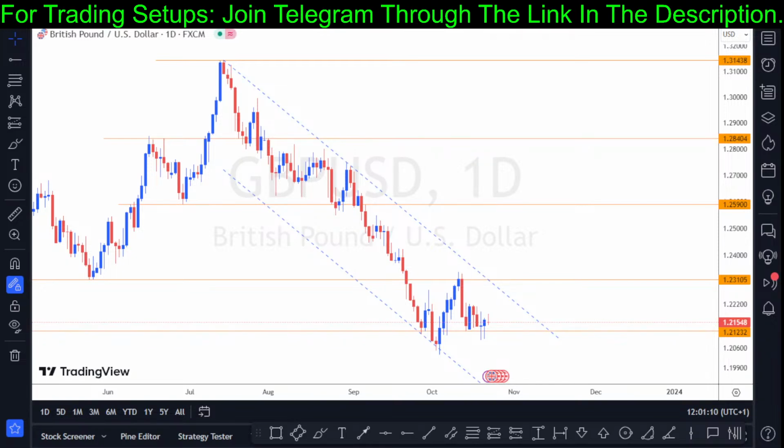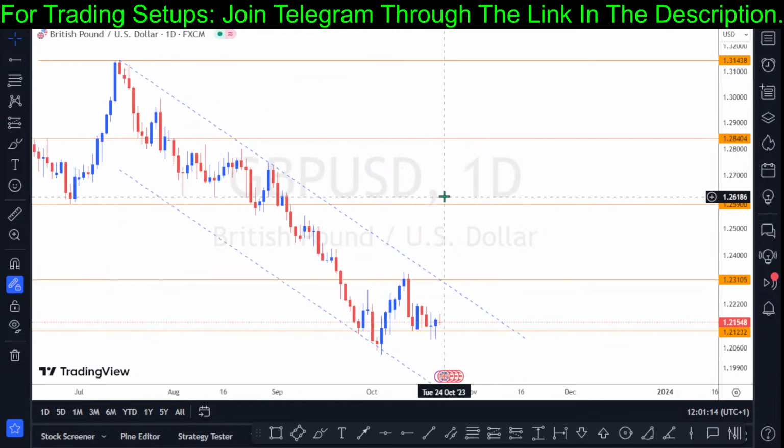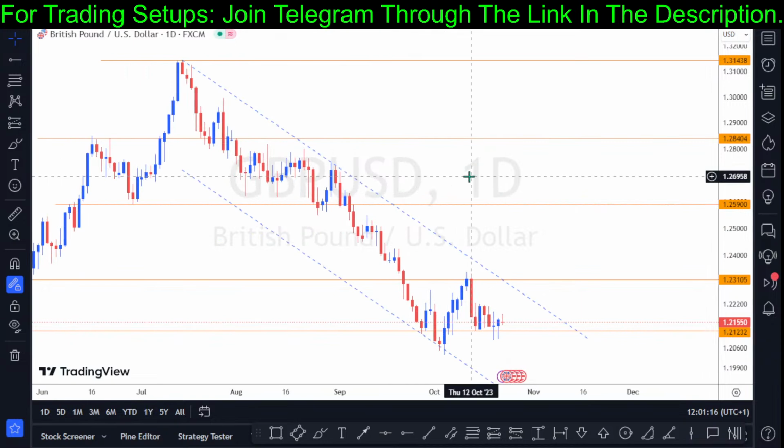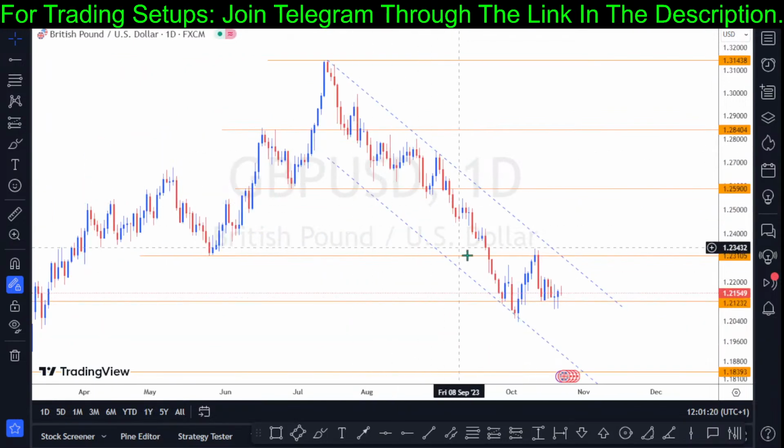So let's start from the foreign exchange market. And let's start from the GBPUSD, that is the British pound sterling USD.